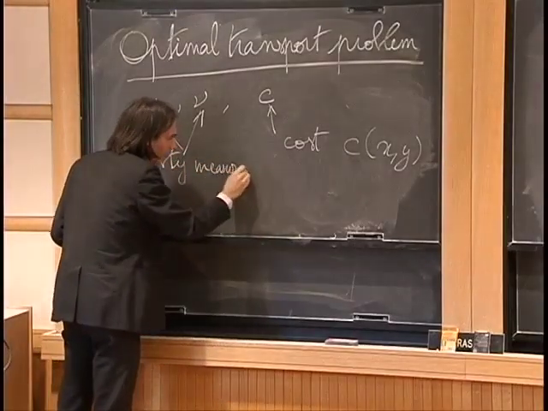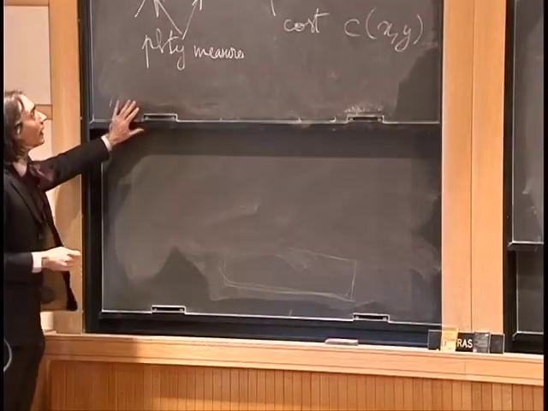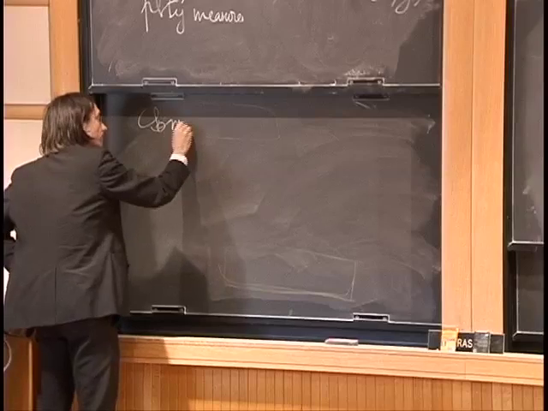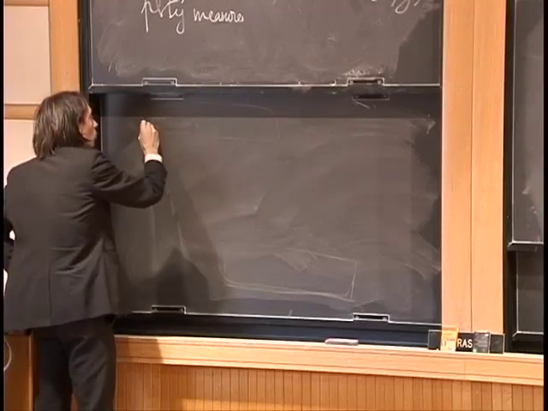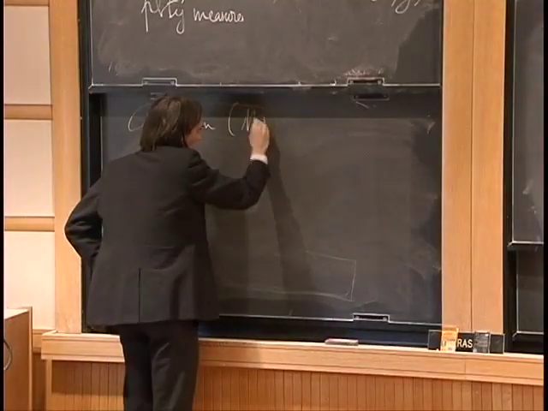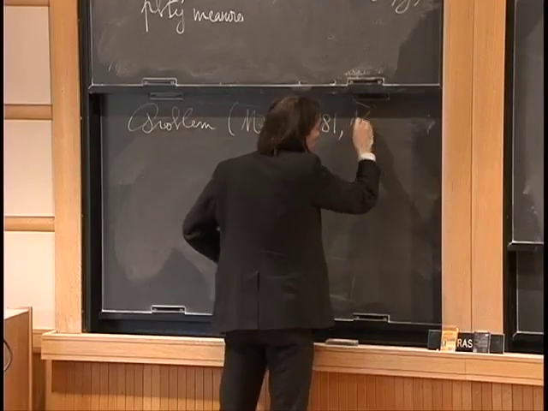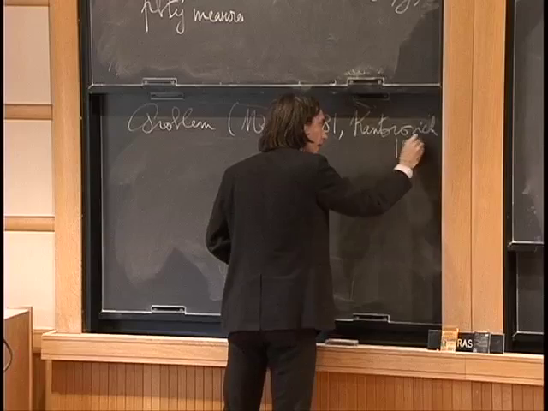On which space are these probability measures, and what is the cost? It depends on your problem, and there are many variants. Some examples of costs. Oh, first, I'll tell what the problem is. So, the problem. It goes back to Monge, 1781, and to Kantorovich, 1946.